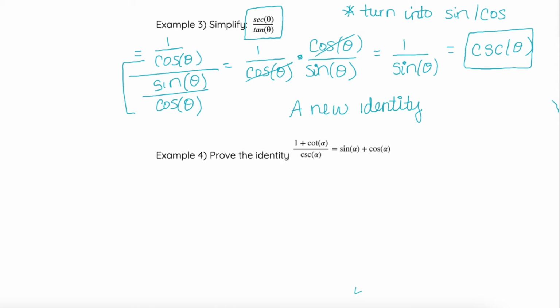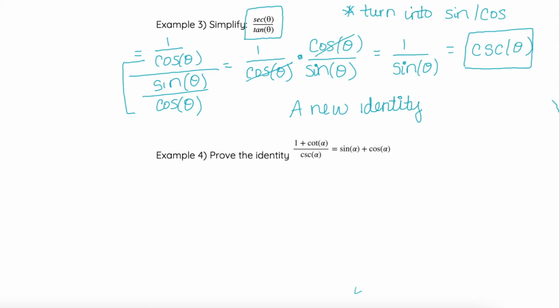Sometimes it'll ask you to prove the identity. So prove the identity that 1 plus cotangent over cosecant is in fact equal to sine plus cosine. Now, you can either start on the left and make it equal to the one on the right, or start on the right and make your way equivalent to the one on the left.